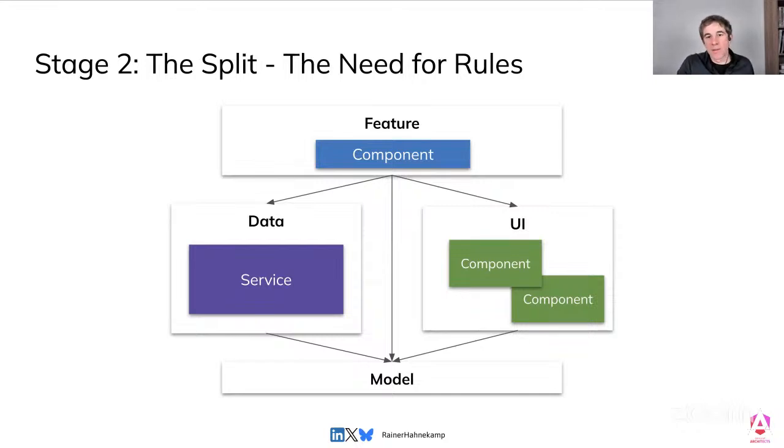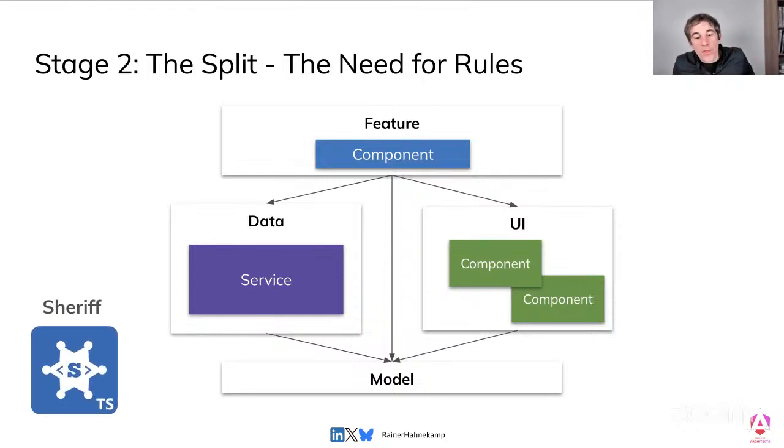Once we have it, we have also relationships. So we need to say there are some rules now because feature can access everything. UI can only access model. Data can also access model. But the most important part here is UI cannot access data directly. And the same also goes to data. It always has to go over this container component. So there are these strict rules in place that we want to have verified automatically. And the tool that I'm going to use here is then the sheriff, which can help us here quite well.